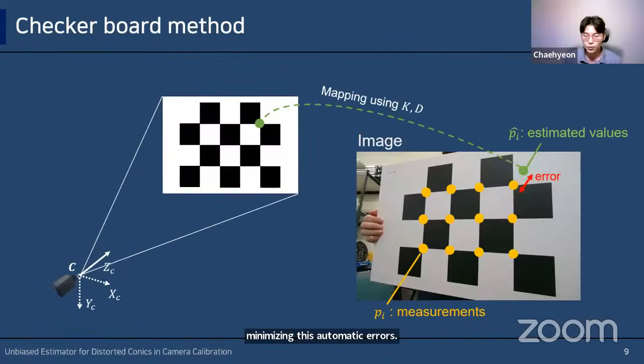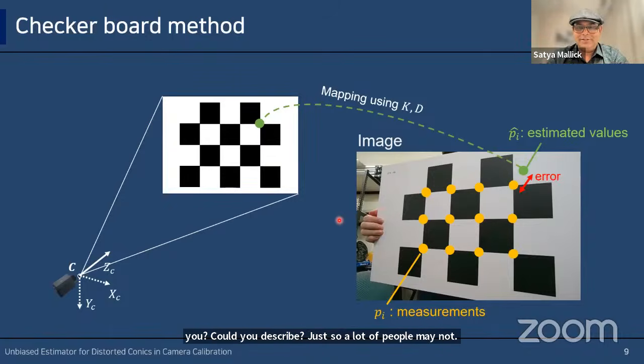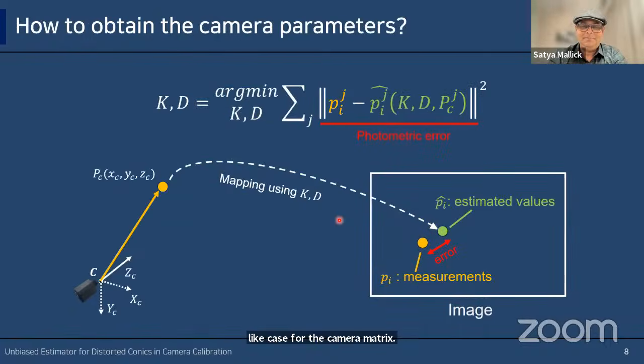The most widely used target is the checkerboard. This is the checkerboard, and the optimization target. Could you describe, so a lot of people may not know camera calibration, the standard notation, like K is for the camera matrix. If you could just mention what is K and D, that people would.